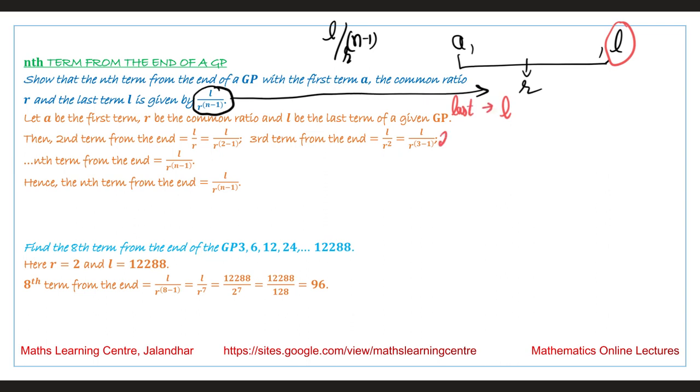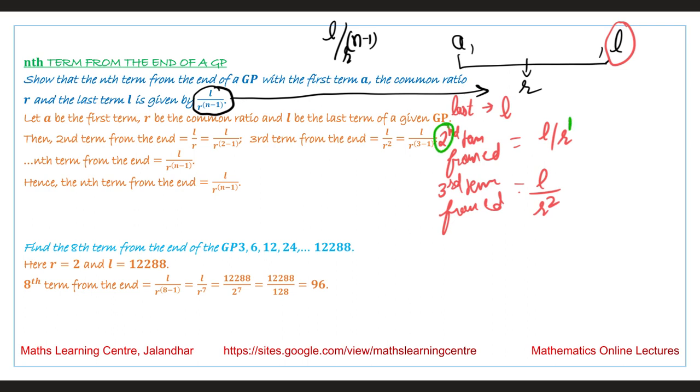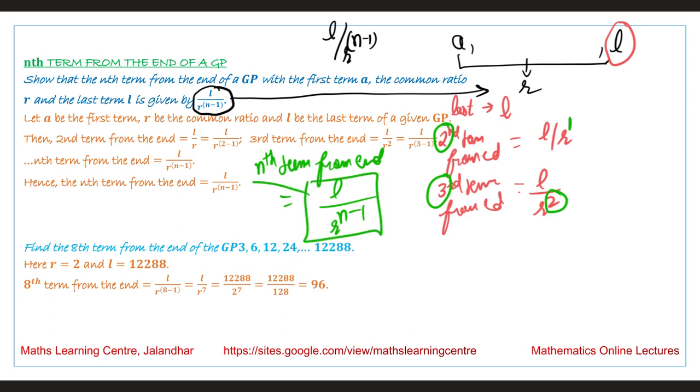Now the second term from the end will be equal to L over R. The third term from the end will be equal to L over R squared. So we can see that when we are talking about the second term, the power is 1. When we are talking about the third term, the power is 2. So when we are talking about the nth term from the end, the answer is L over R raised to the power n minus 1.